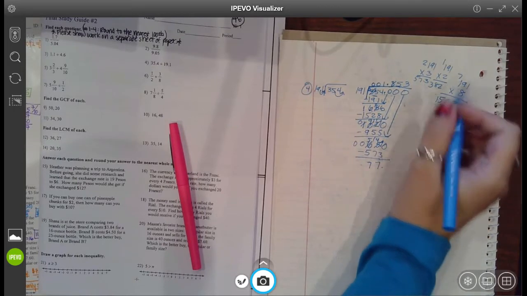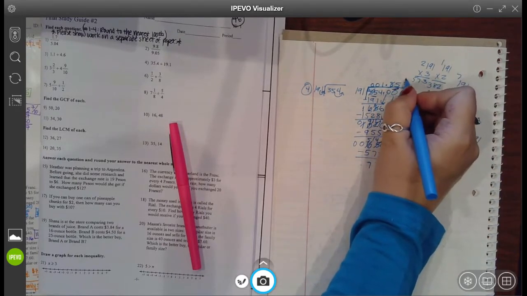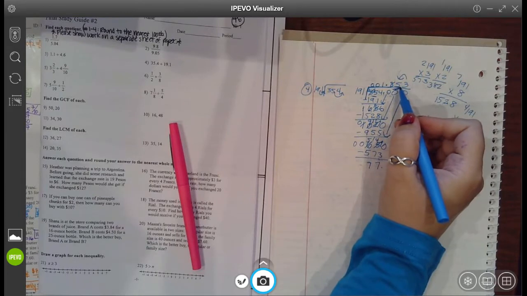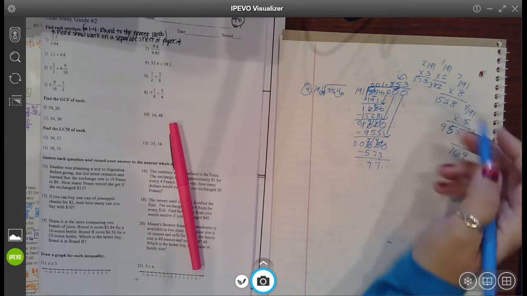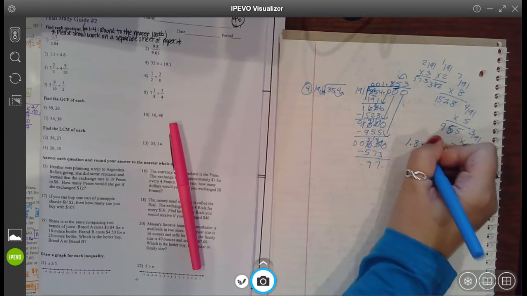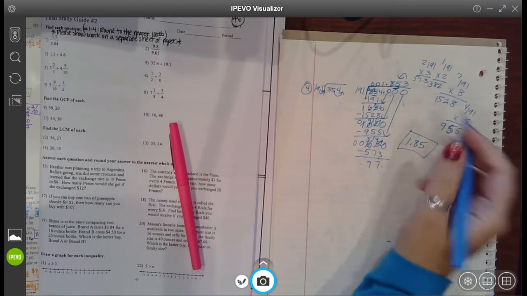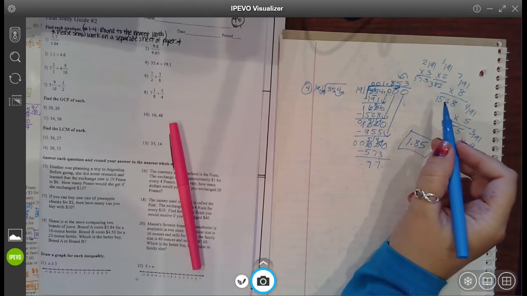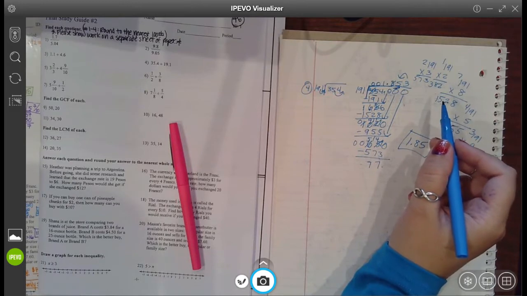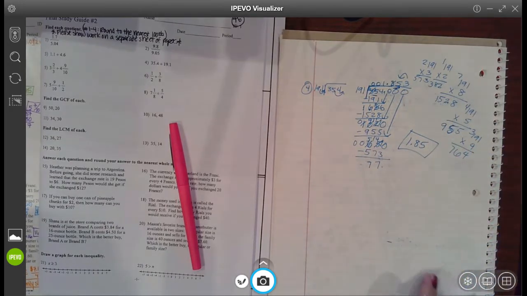I should keep going, but luckily, thank goodness, it said to round it to the 100th. That 3 tells this 5 to stay a 5. So you get 1.85. Again, if you find yourself doing long division and going out more than 3 places, please look at the directions and see if it tells you to round it off or not.